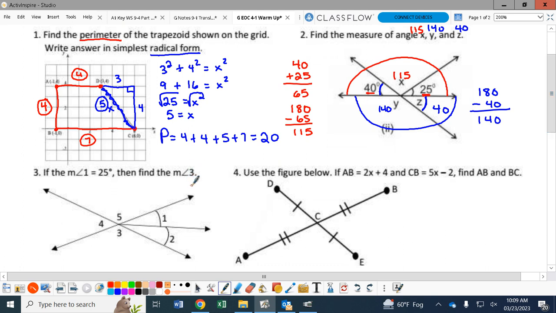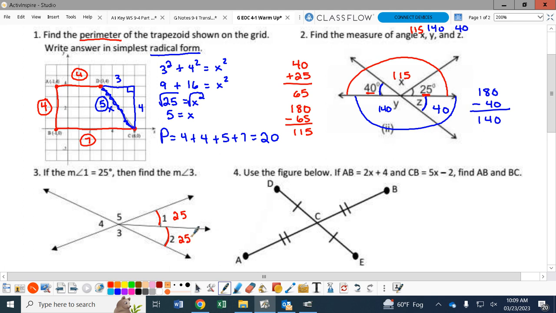Okay. The next one says the measuring angle 1 is 25. However, angle 1 and angle 2 have these marks on them. What do these marks usually mean? They're congruent. And if the angle 1 is 25, then angle 2 is also going to be 25.